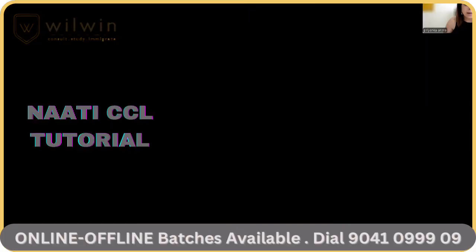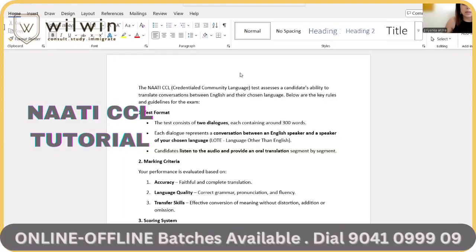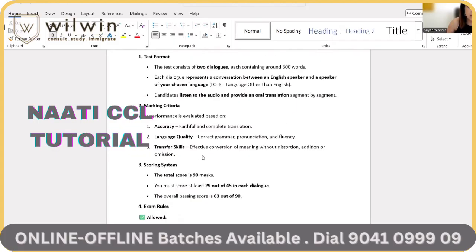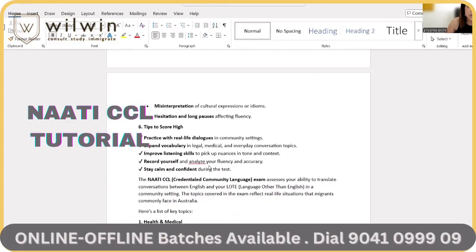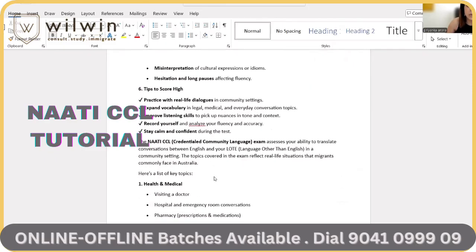Hope you all are able to see the screen. So on your screen, first the test format is written, which I have already discussed with you, then the marking criteria and all these things. I have already discussed all these things with you, but definitely you can go through it to get a better explanation and to remind yourself of whatever I have told you.